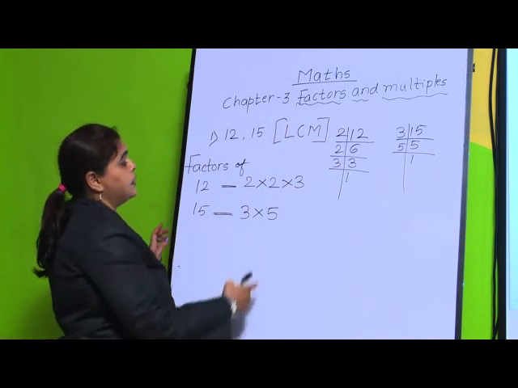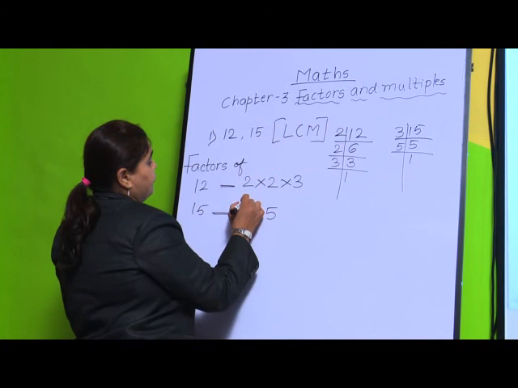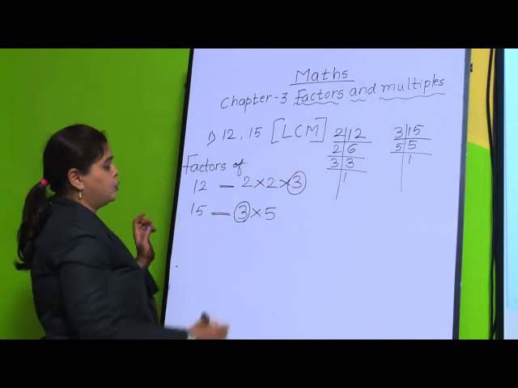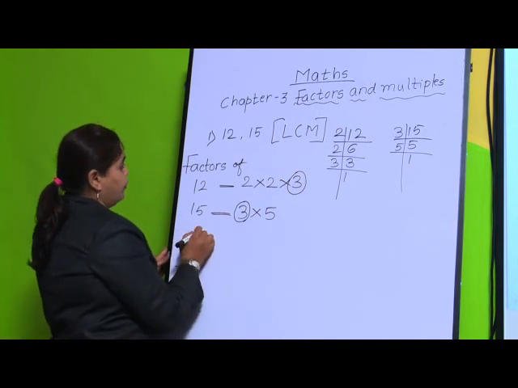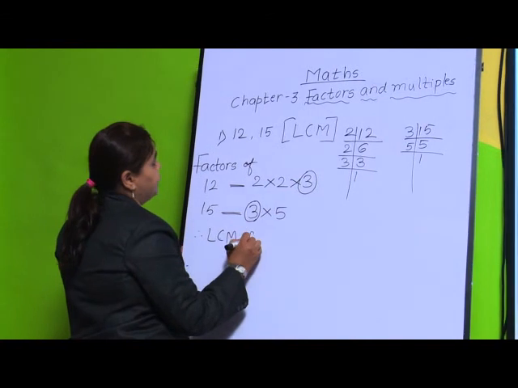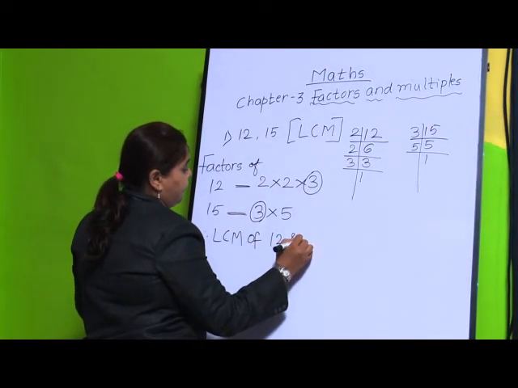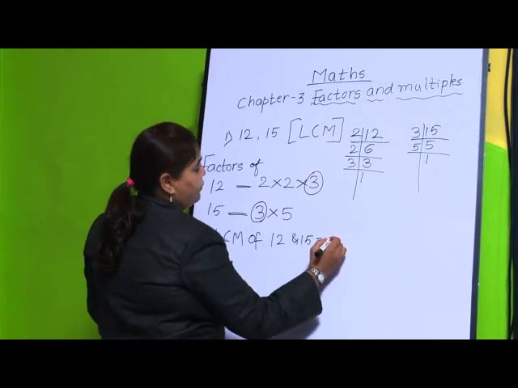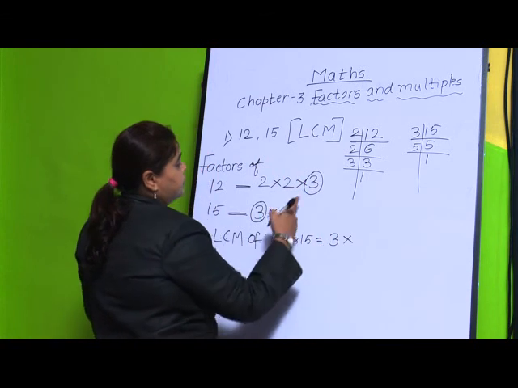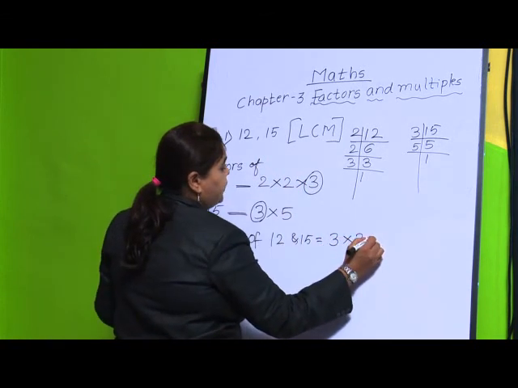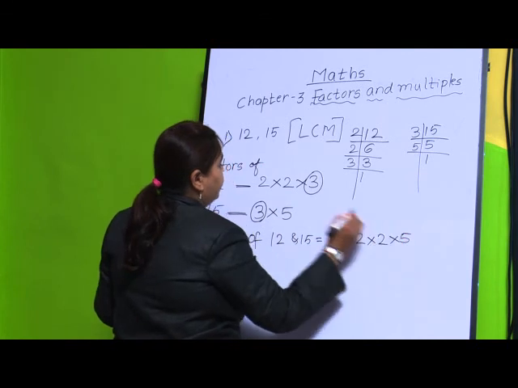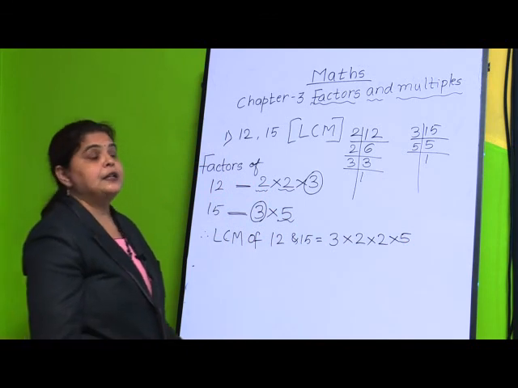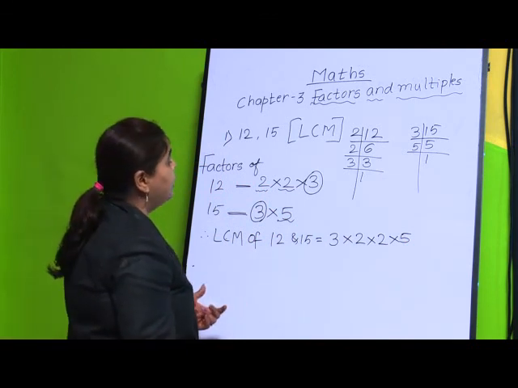So first we will see which number is common. Yes, we can circle this, both are common. So when it is common, we have to write it one time. So we can say therefore, LCM of 12 and 15 is equal to, it is common, so we will write it one time. Then the remaining ones are 2 multiplied by 2 multiplied by 5, which means the leftover factors, that also we have to consider here, because we are finding the LCM.